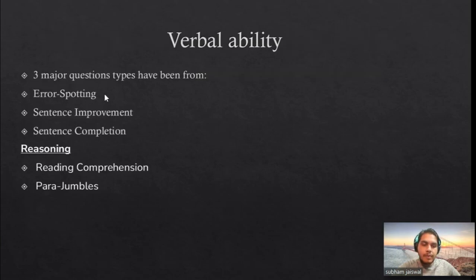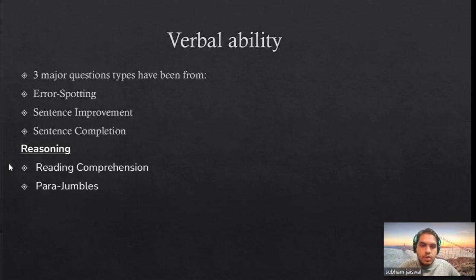Now the third part is verbal ability. In verbal ability, you will have synonyms, antonyms, error spotting, sentence improvement, and sentence completion. You will also have reading comprehension and parajumbles. These two parts, reading comprehension and parajumbles, are the easiest parts. Most students skip reading comprehension because they become lazy and don't want to read big paragraphs. But trust me, it is the easiest part of the exam.